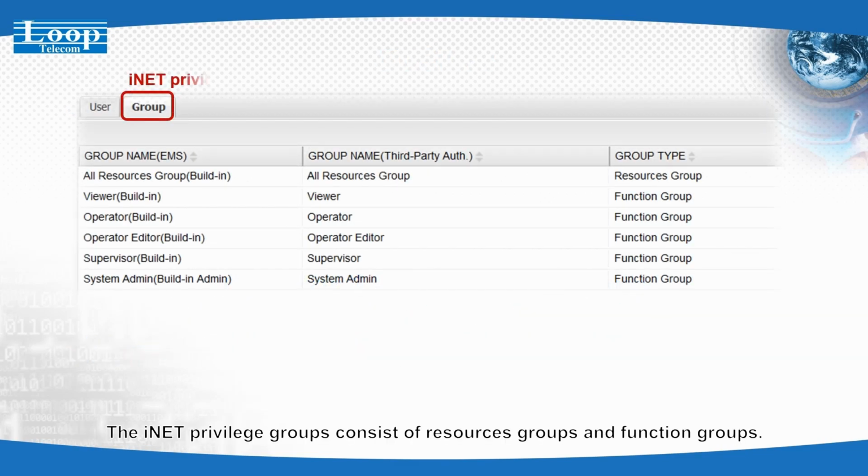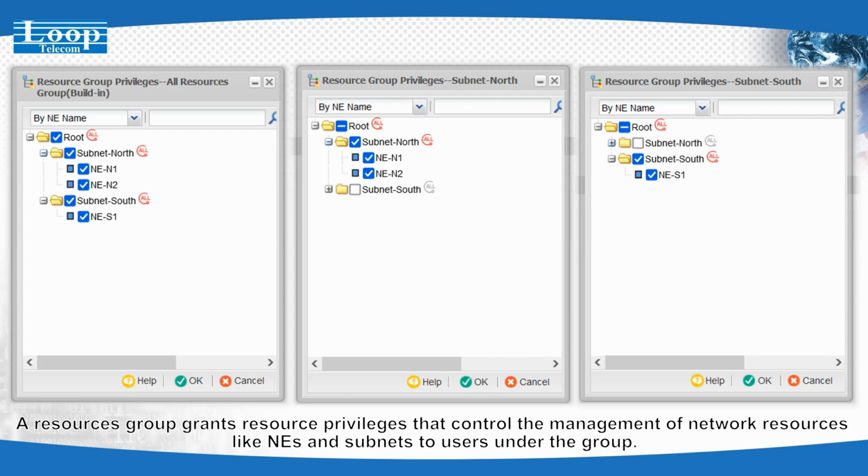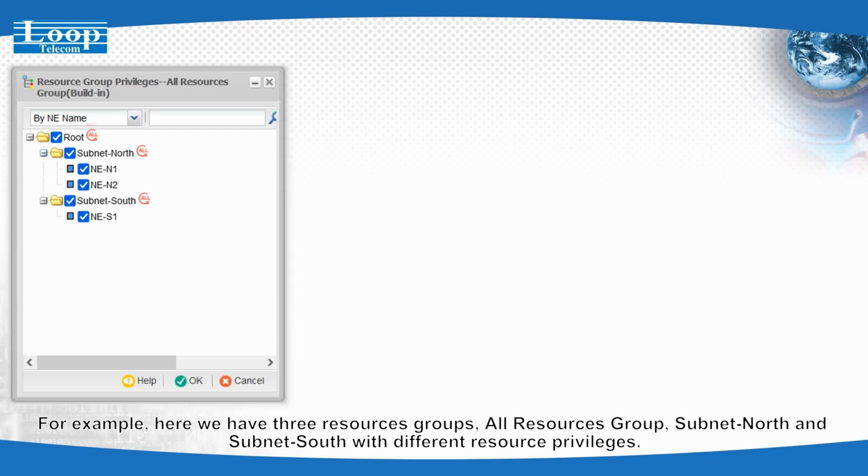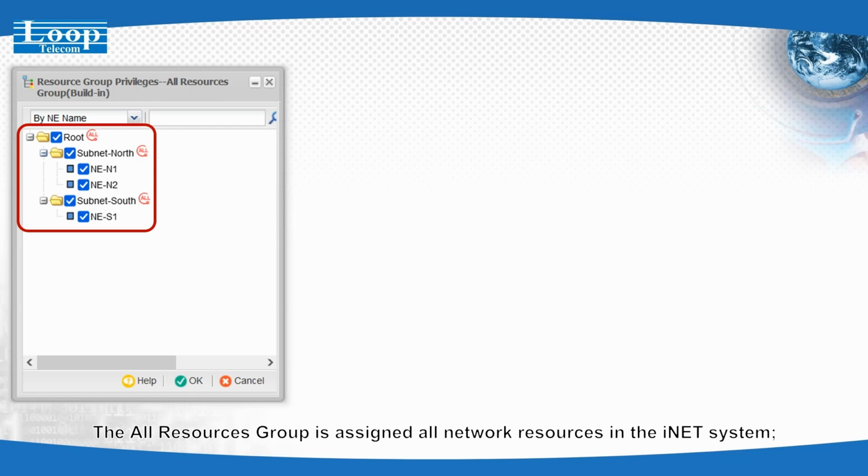The iNet privilege groups consist of resources groups and function groups. A resources group grants resource privileges that control the management of network resources, like NEs and subnets, to users under the group. For example, here we have three resources groups, All Resources Group, Subnet North, and Subnet South, with different resource privileges. The All Resources Group is assigned all network resources in the iNet system.